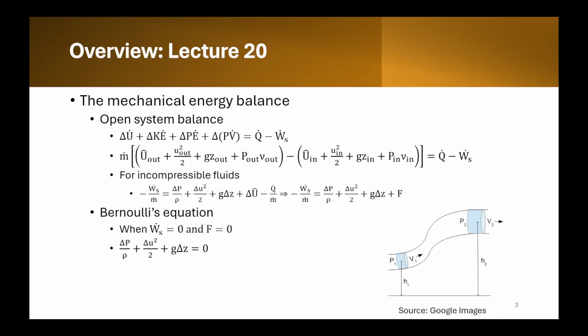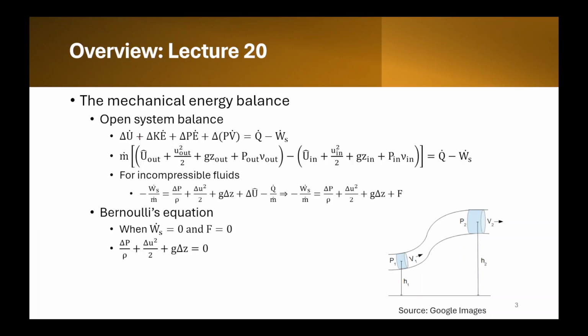Firstly, we'll rehash the relation for the open system energy balance. As we have previously derived, the change in the rate of internal energy, the change in the rate of kinetic energy, the change in the rate of potential energy, plus the flow work is equal to the heat rate minus the shaft work rate. The dot above these terms represents the rate, or per time value.